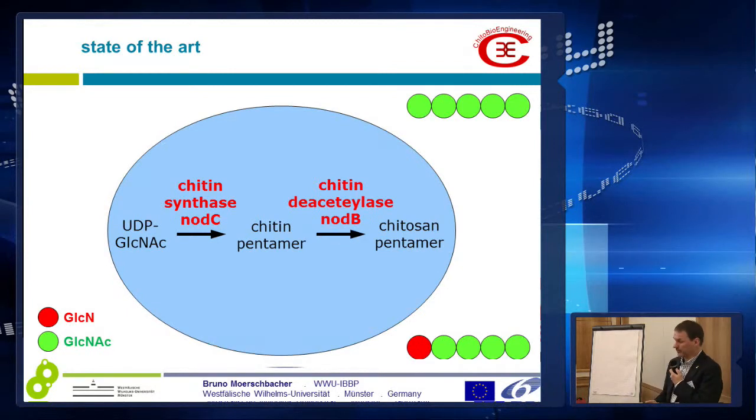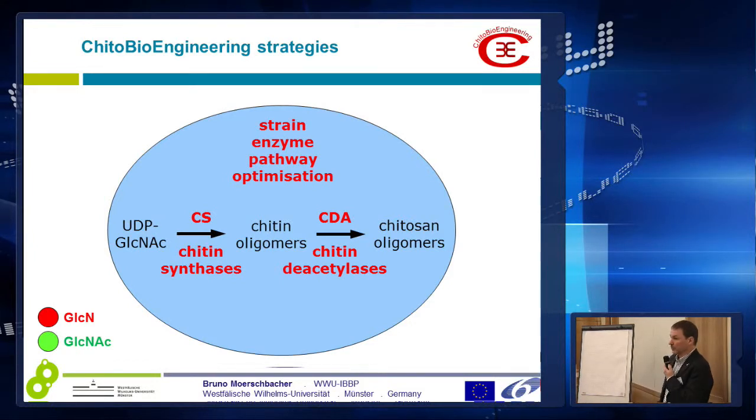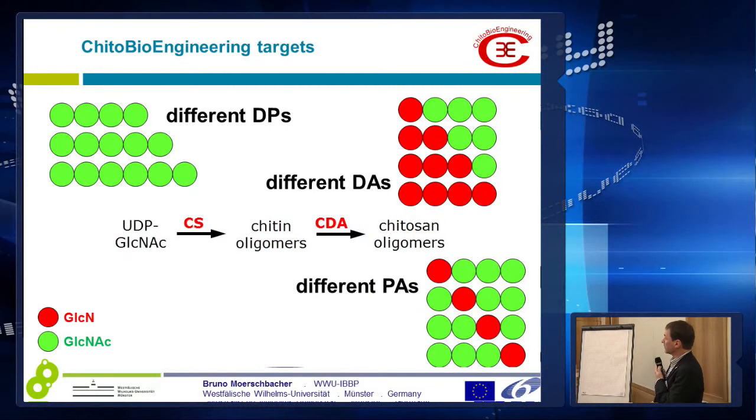Our approach now was to use different types of chitin synthases and different types of chitin deacetylases to try and increase the diversity. And then, of course, to optimize the strains, the enzymes, and the pathways to have optimal production facilities.